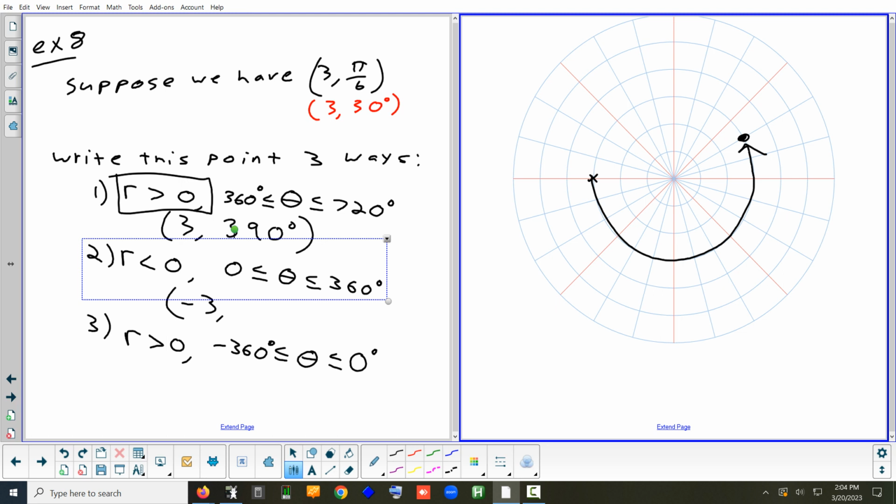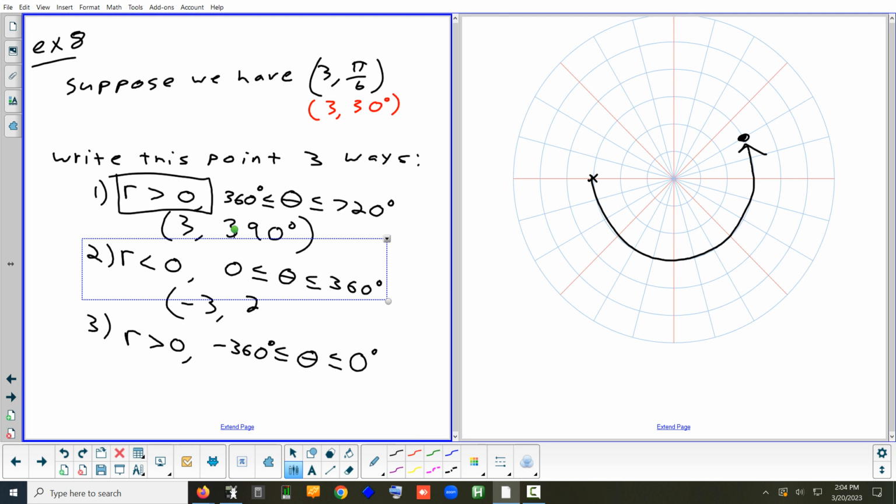So we went left 3, and then how many degrees did I rotate counterclockwise? 210. I went halfway, and then I went 2 more sections. Each section is worth 15. So halfway is 180, plus 30 is 210. So that's a second way that you can write this point, and that's something you would more likely see on a test. And the third way is next.